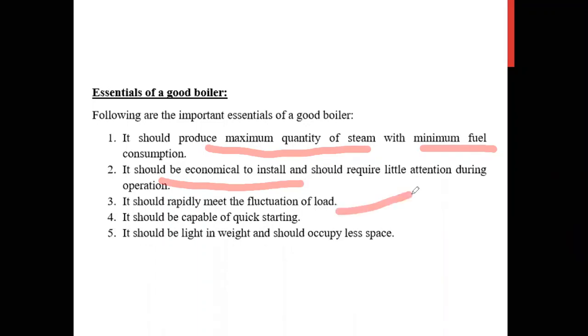The third one is it should rapidly meet the fluctuation of load. The fluctuation of load means demand. When there is high demand, we require a high amount of steam, so the boiler should produce a high amount of steam. When there is less demand, the boiler should produce less steam. More steam, more electricity; less steam, less electricity. So the boiler should have that facility.